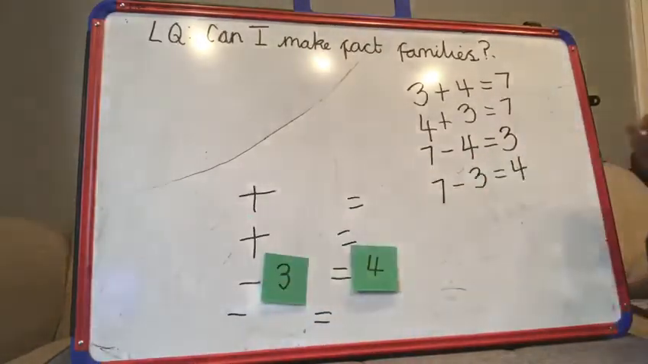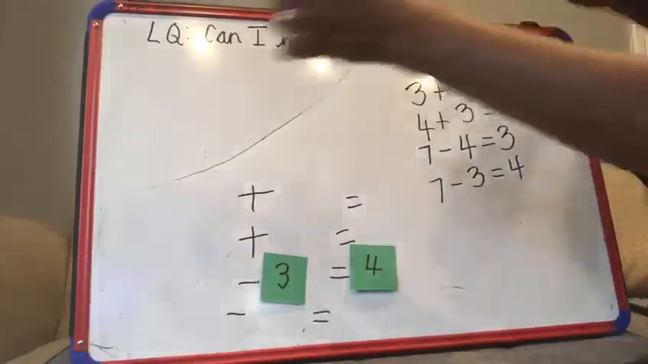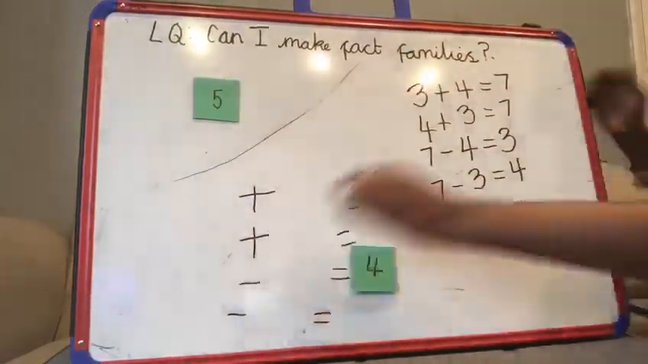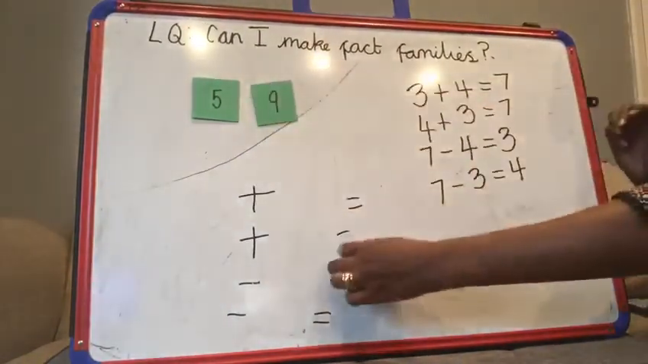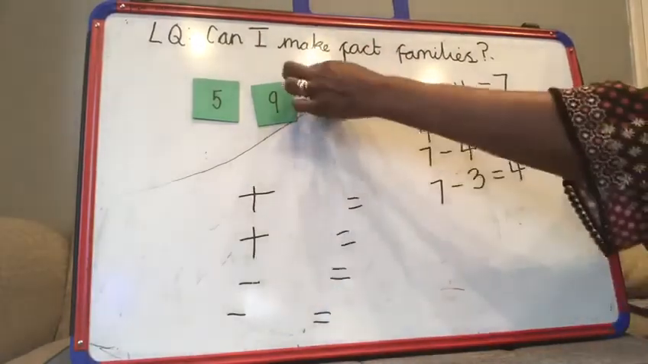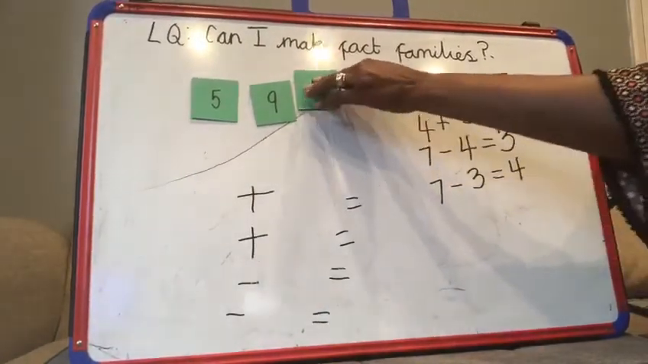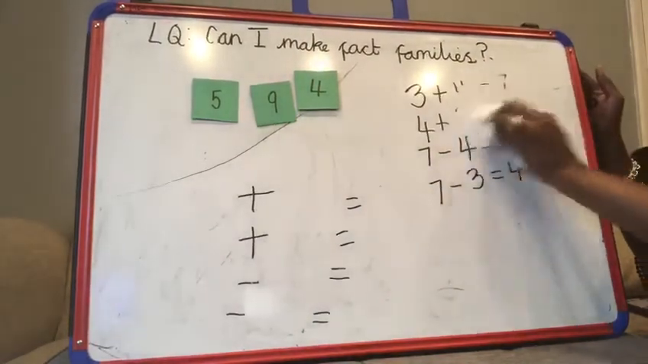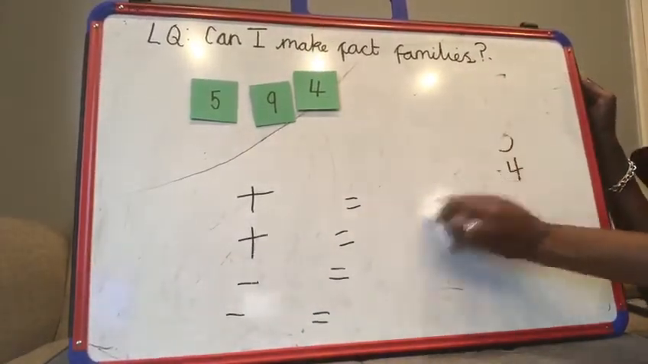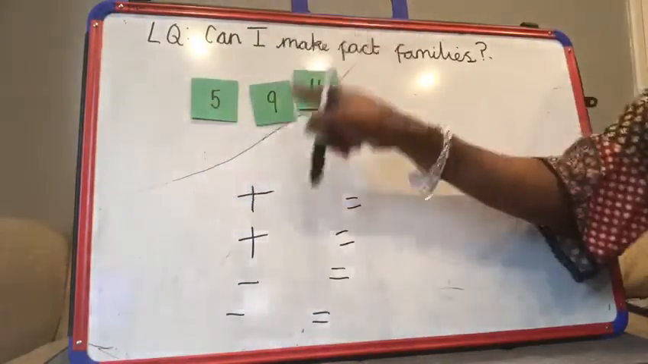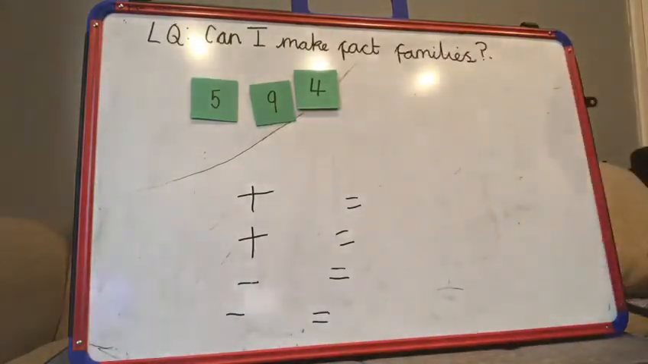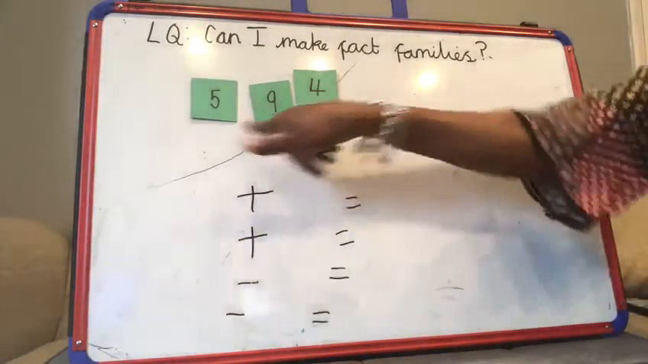I'm wondering, I've got 3 numbers here. We have 5, 9 and 4. What 2 addition number sentences can we make with 5, 9 and 4? Now we know that when we are adding, because we are combining 2 numbers, the biggest number always goes last. So let's look.